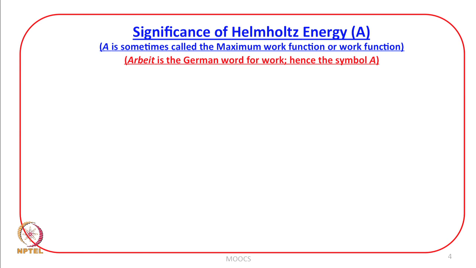Since it is called the maximum work function or work function, that means the changes in A must be connected to the maximum work which we can draw from a system. And that is what we are going to prove now, that the maximum work available from a system is equal to changes in Helmholtz free energy, or the change in Helmholtz free energy is a measure of maximum work that a system can do. Let us prove that.